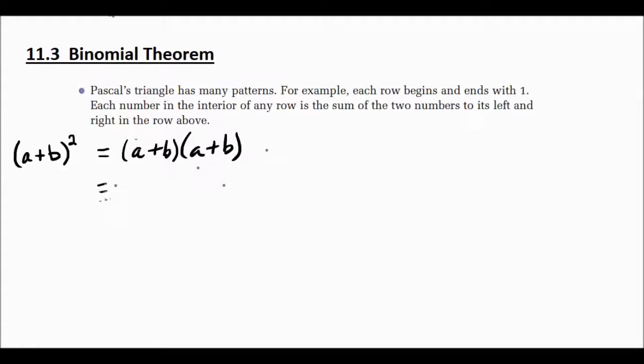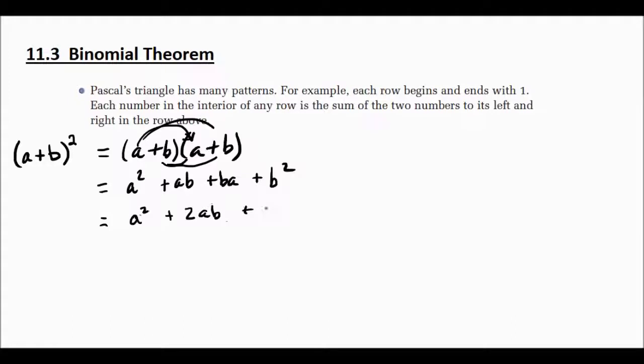That's what it looks like. And we're going to do the FOIL method. So some of you learned that and you like that. So a times a is a squared. A times b is plus ab. B times a is plus ba, and then b times b is b squared. You combine all the like terms here, which ab and ba are, so that's a squared plus 2ab plus b squared. All right.